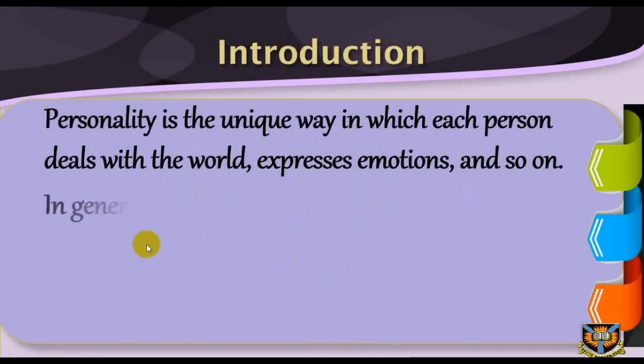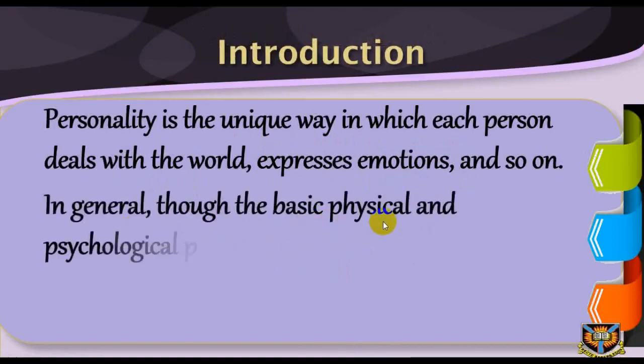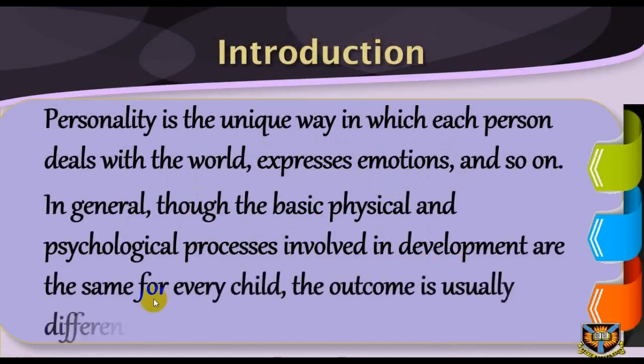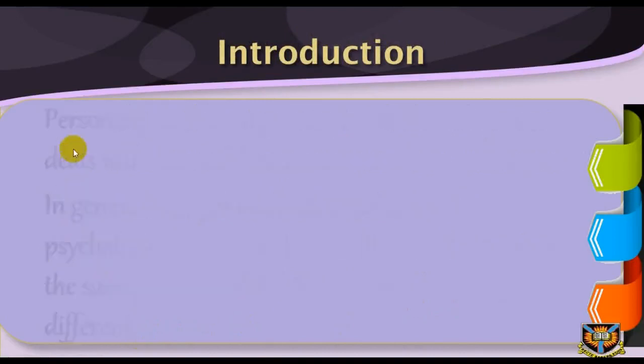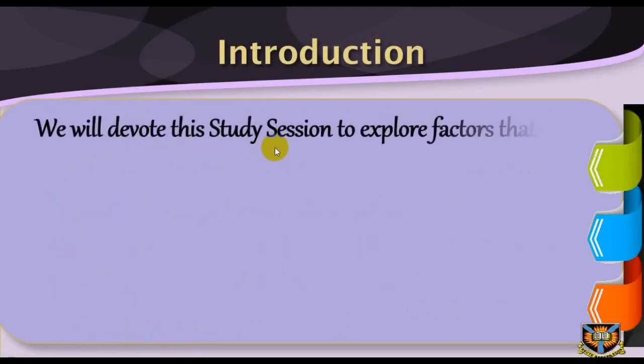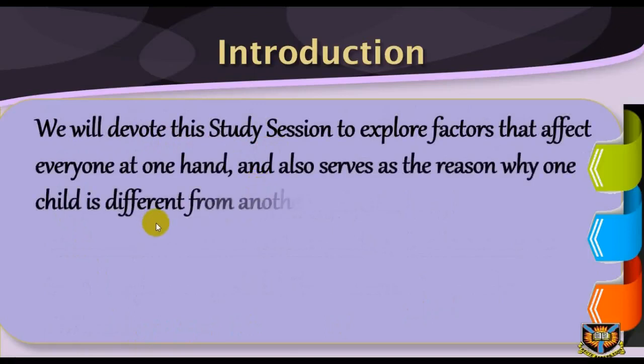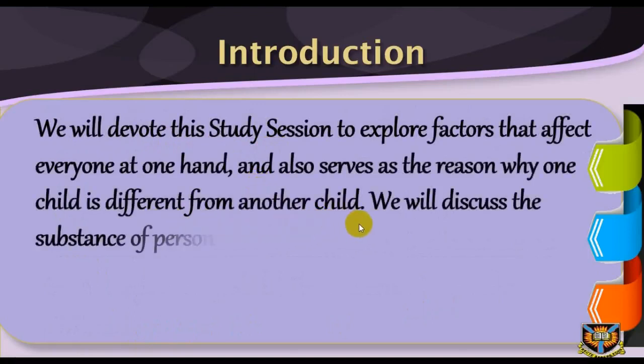In general, though the basic physical and psychological processes involved in development are the same for every child, the outcome is usually different. We will devote this study session to exploring factors that affect everyone on the one hand, and also serve as the reason why one child is different from another child.